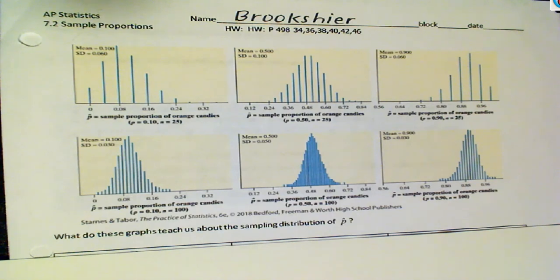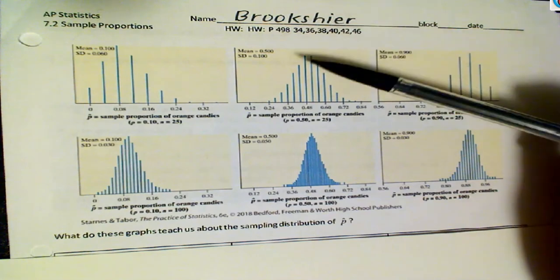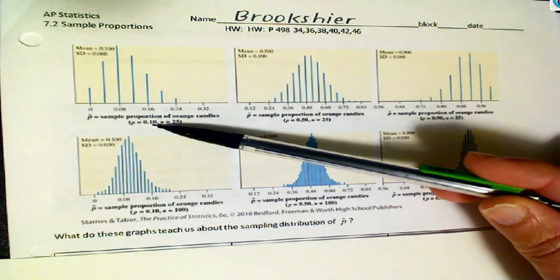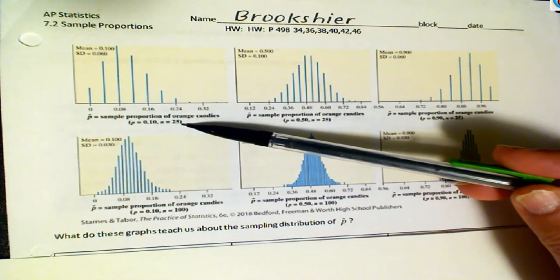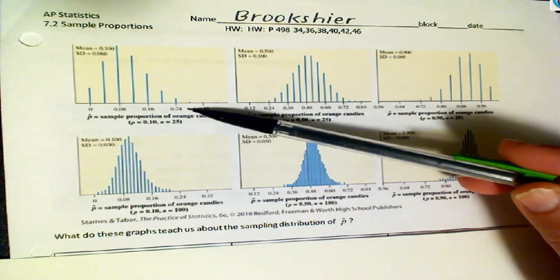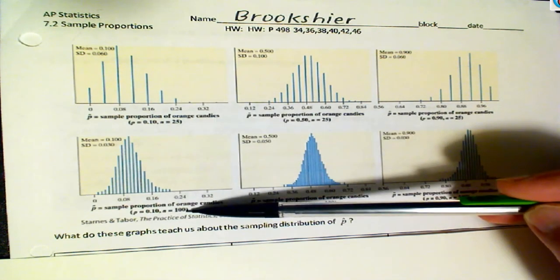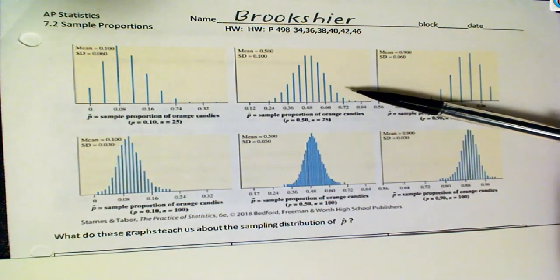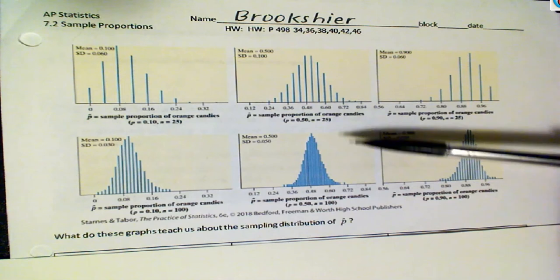So what we have here are some different samples. This one tells you what your proportion is from the population and then your sample size. And then these two you compare because it's the same proportion and just a different sample size, to see what happens here. And then same thing here, you want to compare these two.